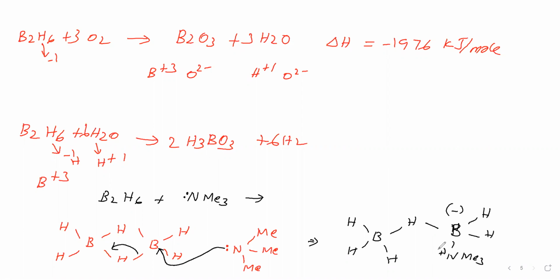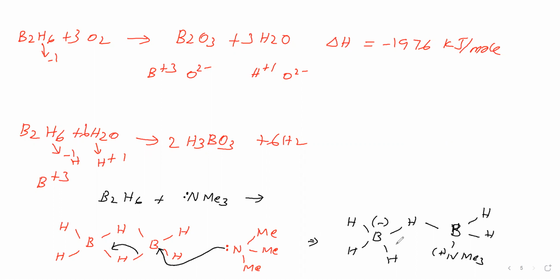Now we will give negative charge to this and positive charge to this, because this is a donor and this is an acceptor. Now, actually, we should not give negative charge here. Why? Because this bond is shifting. Therefore, we need not give negative charge here. Let us give negative charge to this boron.